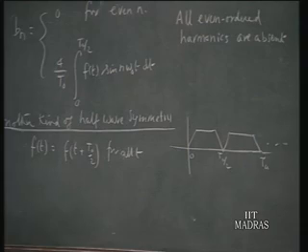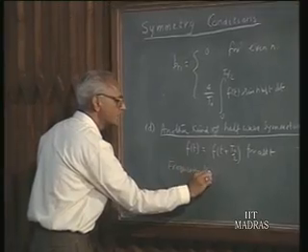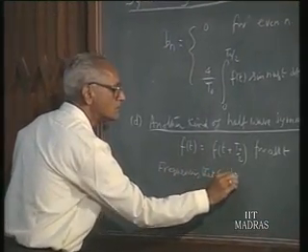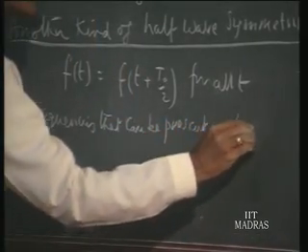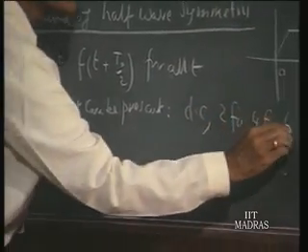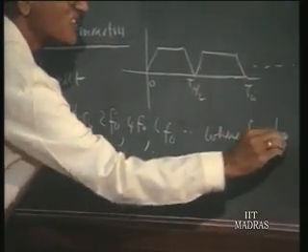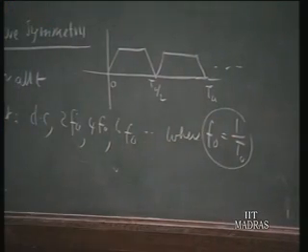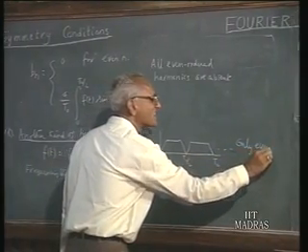So, consequently the frequencies that can be present are, you can have of course DC, 2f₀, 4f₀, 6f₀, etc., where f₀ is 1 over T₀. So, here you have only even ordered harmonics present.